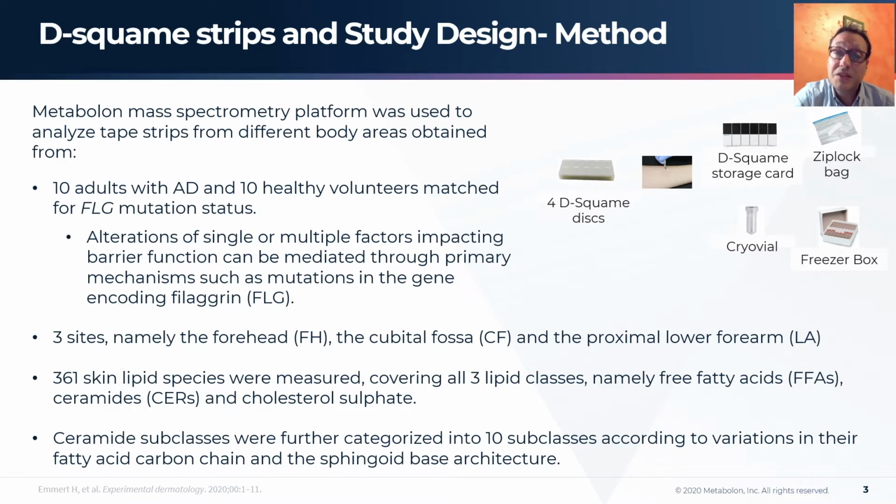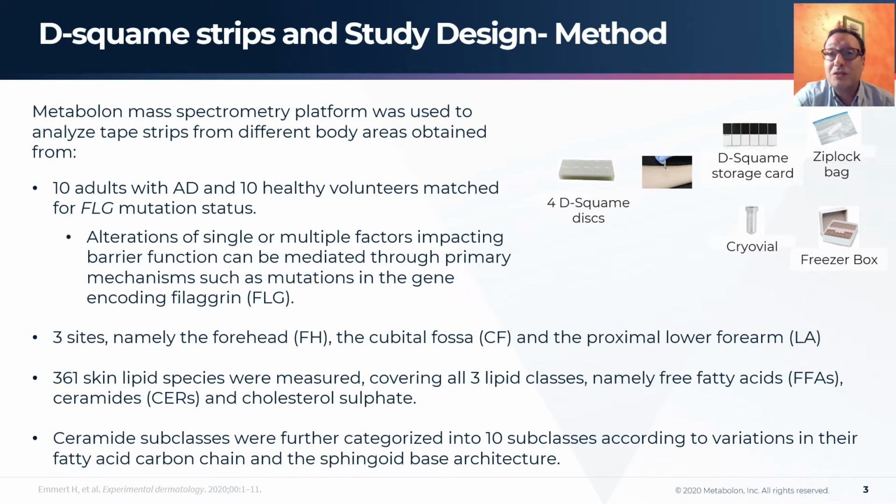As I said previously, the researchers set out to systematically analyze the epidermal lipid composition at different body sites in AD as compared to matched healthy individuals. They further took advantage of existing 16S rRNA data to evaluate its potential impact on the skin microbiome composition. We were able to measure 361 skin lipid species at 3 different sites, namely the forehead, the cubital fossa, and the proximal lower arm, in 4 different groups matched for age, sex, presence or absence of atopic dermatitis, and presence or absence of the FLG haploinsufficiency.